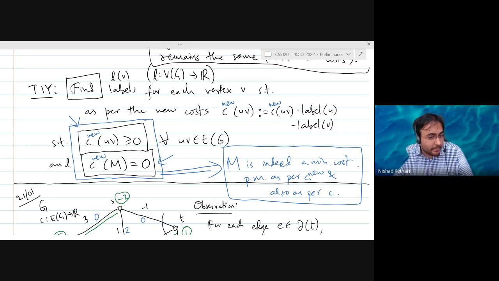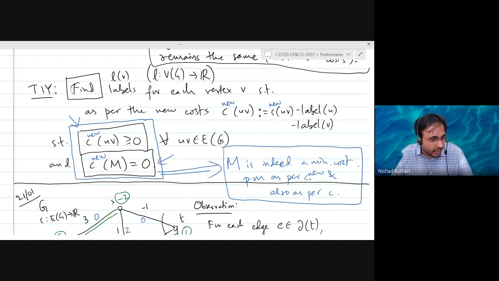Okay. If we can prove that such labels always exist, then without looking at all perfect matchings of the graph, we can just give these labels to the friend, whoever you are trying to convince, and they will compute the new costs and they will convince themselves that this is indeed a minimum cost perfect matching. This is clearly better than checking all the perfect matchings, right? Because the number of labels is the number of vertices. It's not exponential in the size of the graph clearly.